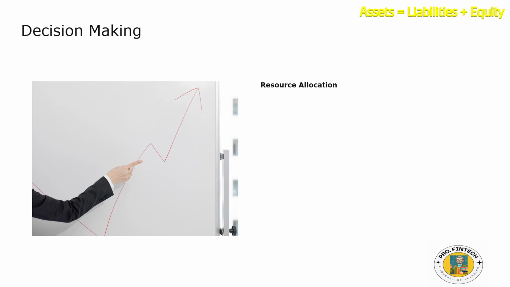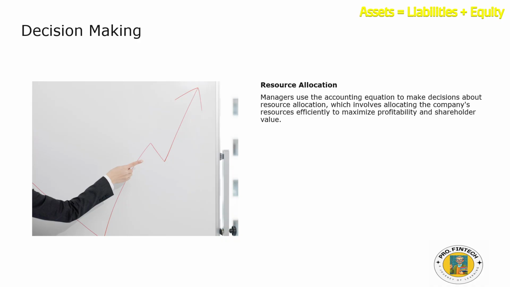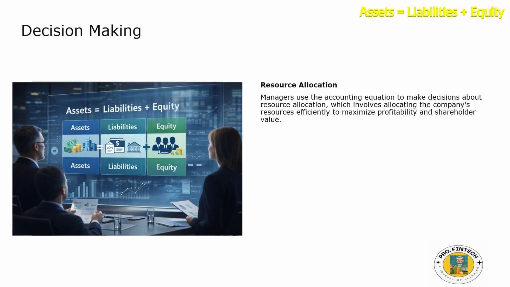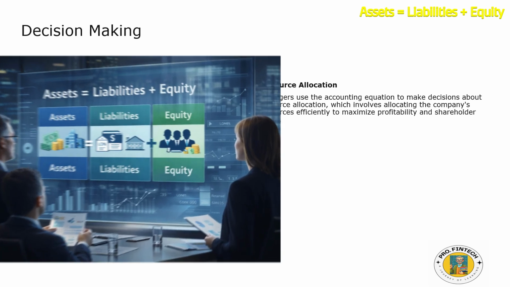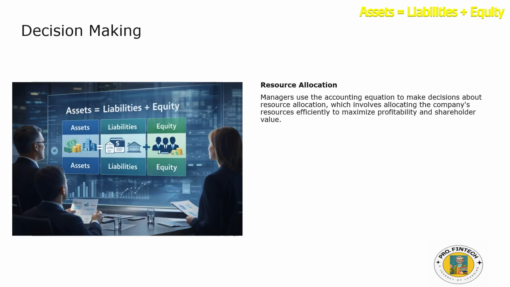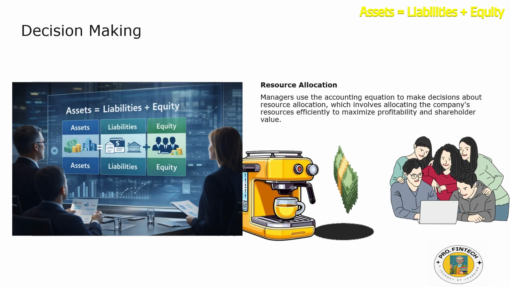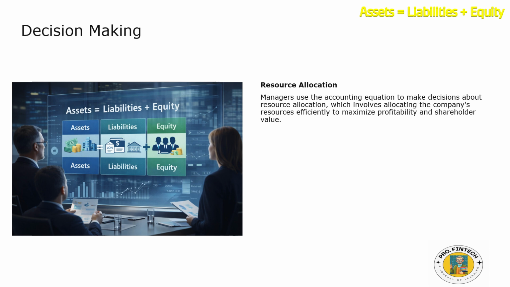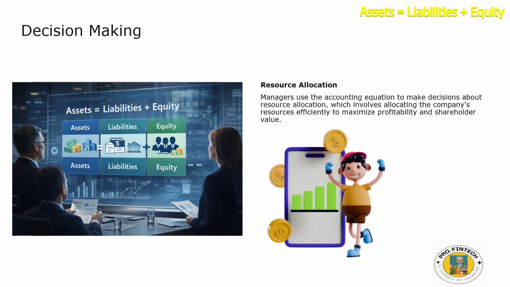Decision making. Resource allocation. Managers use the accounting equation to understand how a company's resources are structured: assets, liabilities, and equity. This helps them decide where to allocate resources efficiently, ensuring money, equipment, and manpower are used where they generate the highest value. The goal is simple: maximize profitability while increasing shareholder value.